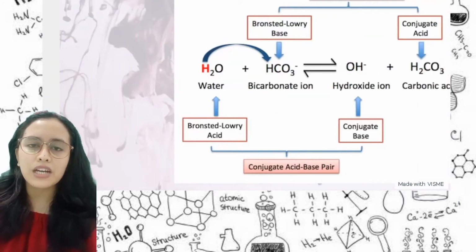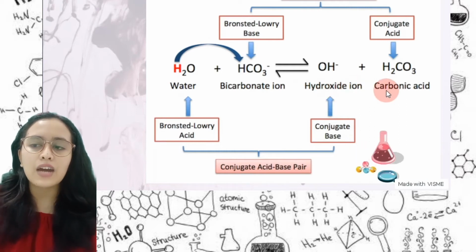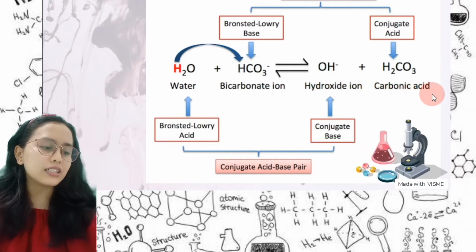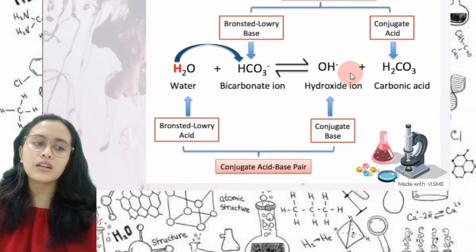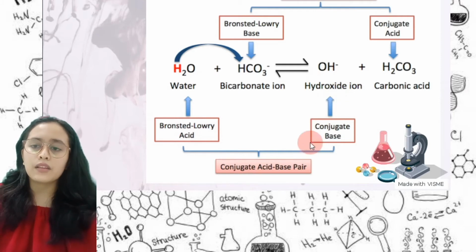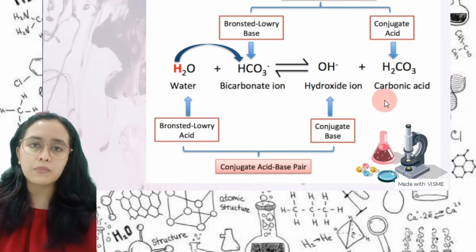Water reacts with bicarbonate ion and will produce hydroxide ion and carbonic acid. The water is losing a proton, so the water is the Bronsted-Lowry acid, and the remaining species that is a proton acceptor is hydroxide ion as the conjugate base. Also, bicarbonate ion is the Bronsted-Lowry base, and the conjugate acid is carbonic acid.